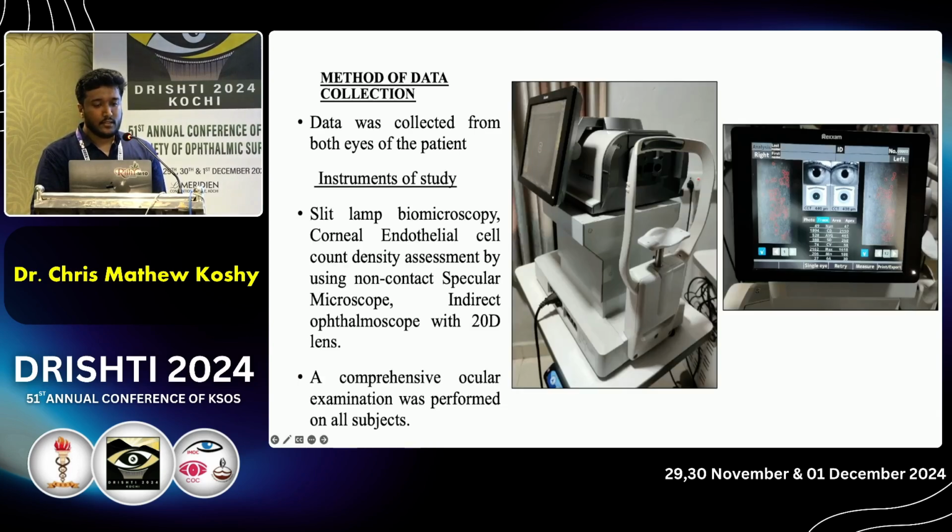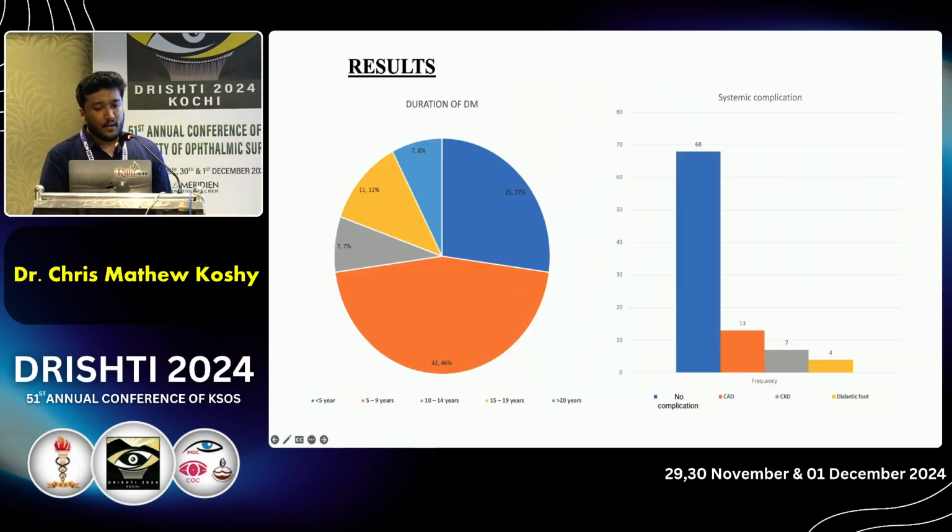Method of data collection: it was collected from both eyes of the patient. Instruments of the study: this is an image of the corneal endothelial cell count, for which a non-contact specular microscope is used, and along with this we used slit lamp biomicroscopy and indirect ophthalmoscopy with a 20 diopter lens, and a comprehensive ocular examination was performed on all subjects. The corneal endothelial parameters are recorded, and coming to the results.